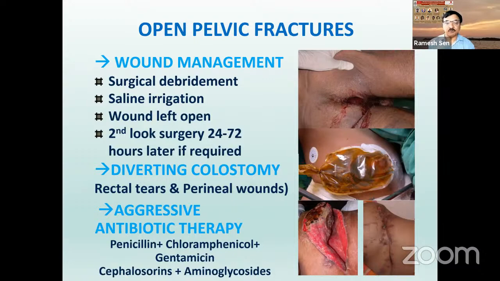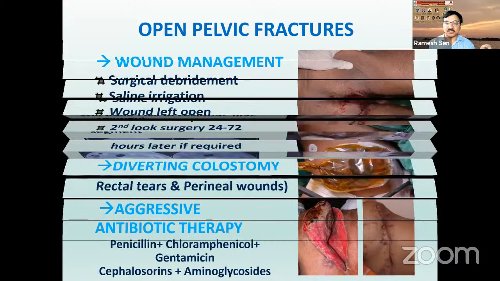We need to leave the wound open. We might have to go for a second look surgery. And in specific cases, wherever it's around the medial area, we have to do a diverting colostomy. And along with that, aggressive antibiotic therapy, so that the whole open area can be converted into a closed area.